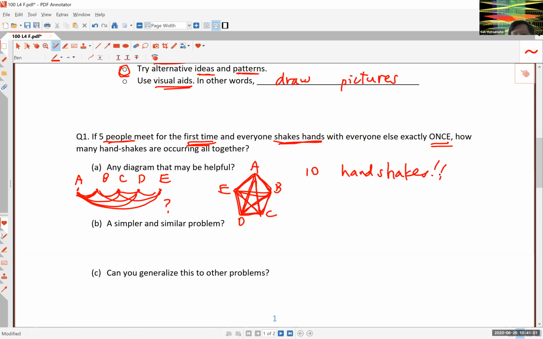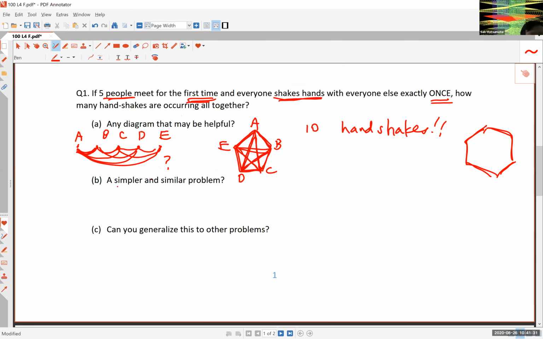But can you think about why we ended up with 10? Like, 10 is good, but how do you even extend this? What happens if it's 6? Do I have to draw a picture every single time? Well, it's going to be a 6-sided figure called a hexagon. And then you think, okay, I have 6 outside edges, but how many inside diagonals are there? This gets a little complicated. Maybe a simpler thing would help. Can you think of a simpler and similar problem?